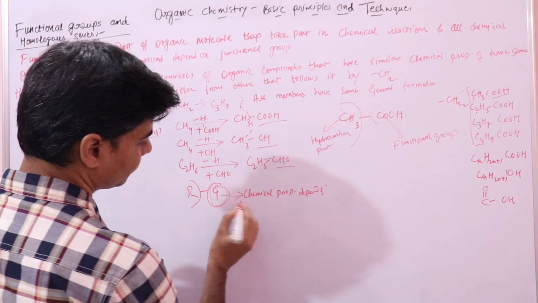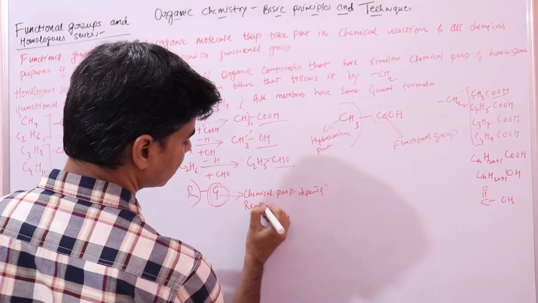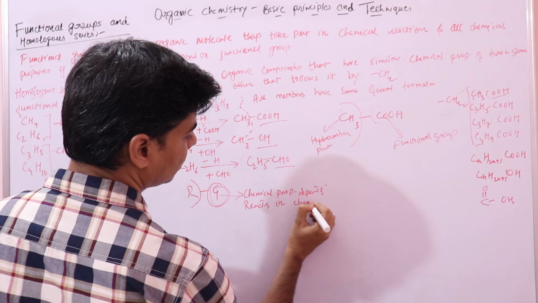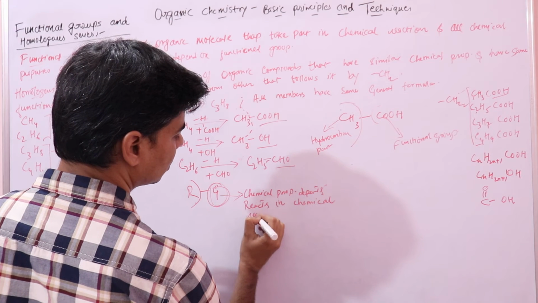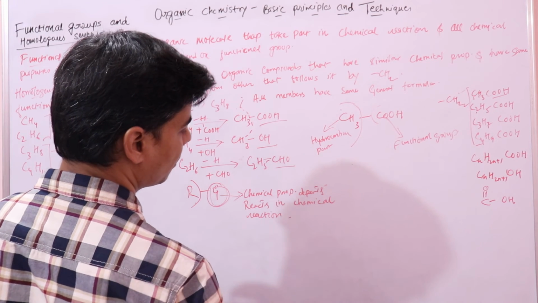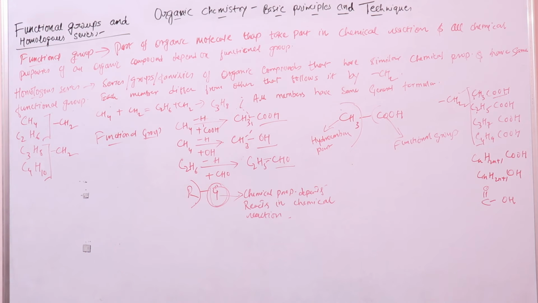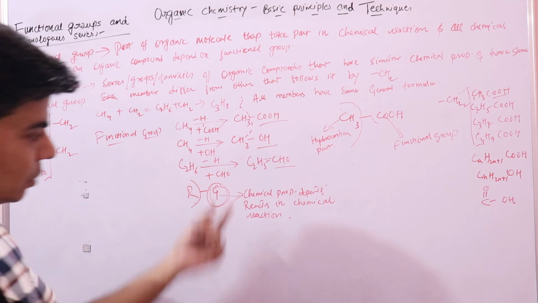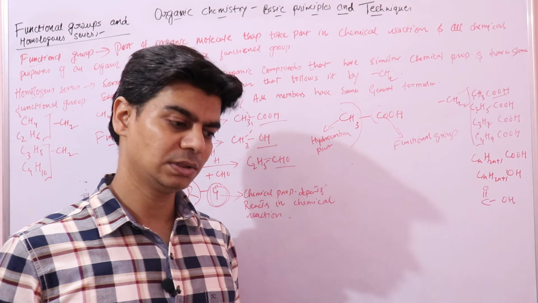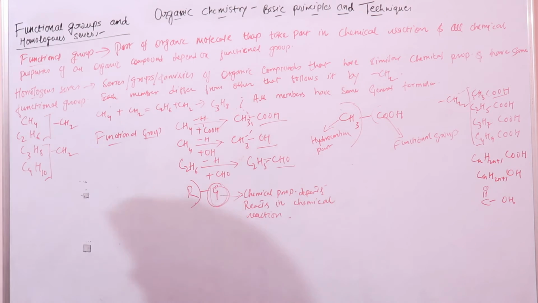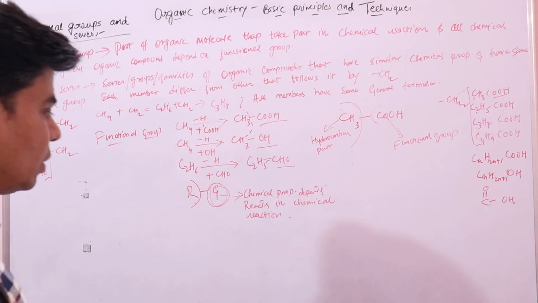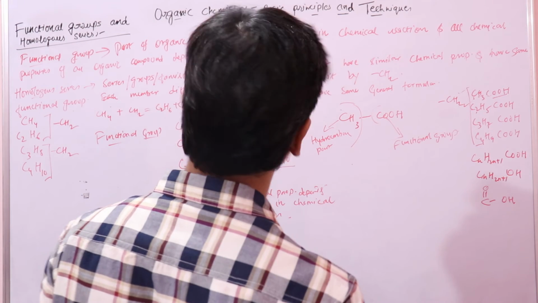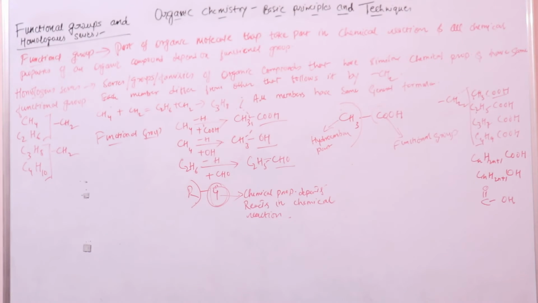So this functional group reacts in a chemical reaction. And so it is this functional group that takes part in the chemical reaction that will decide the chemical properties of any organic compound. So I hope this is clear.